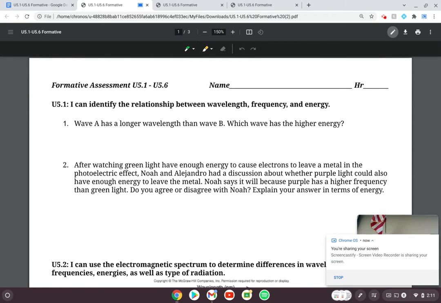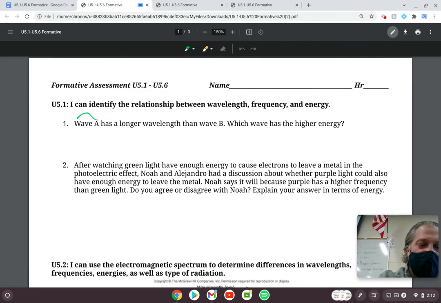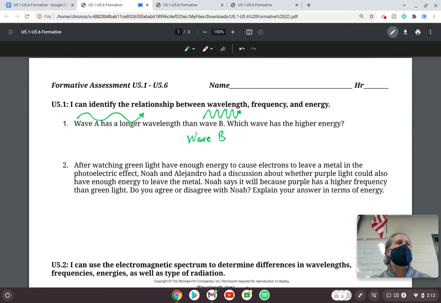So in this assessment, you are going to have to work through some wave stuff conceptually and mathematically. The first one says wave A has a longer wavelength than wave B. So what that looks like in my head is this is wave A, whereas wave B might look like this. So which wave has a higher energy? In this case, wave B has the higher energy.